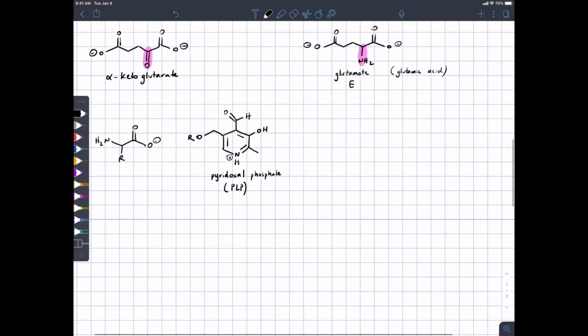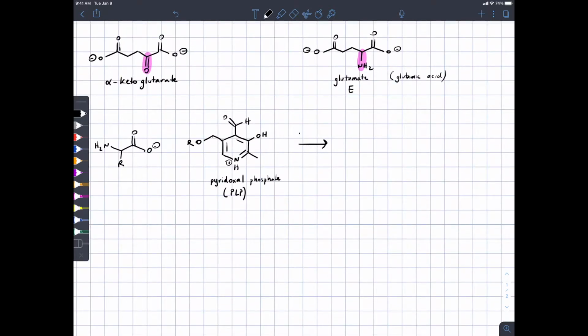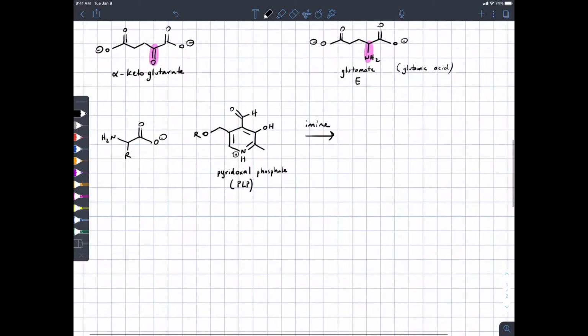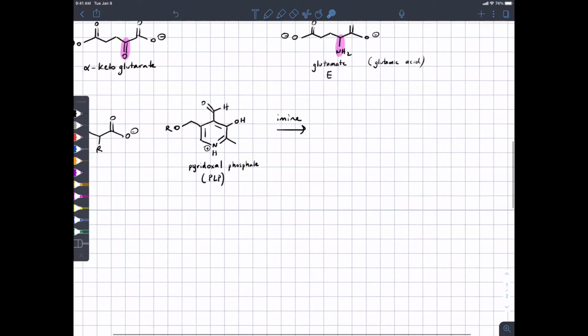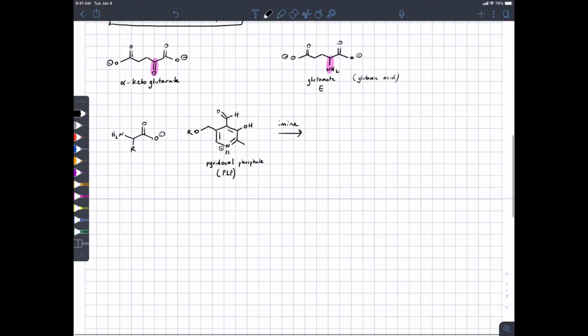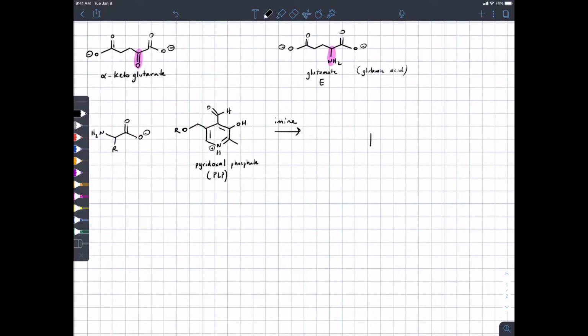And what happens is, first, you get imine formation. And we won't push arrows, but that would involve attack of this nitrogen on this aldehyde to get the carbinolamine, and then elimination of water to get the corresponding imine. So let's draw what that intermediate looks like. Here's the phosphate group. And then here's the imine.